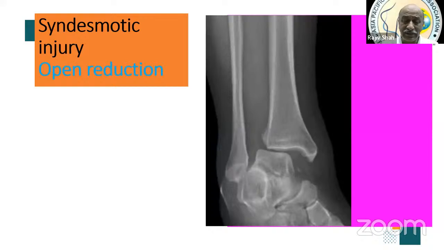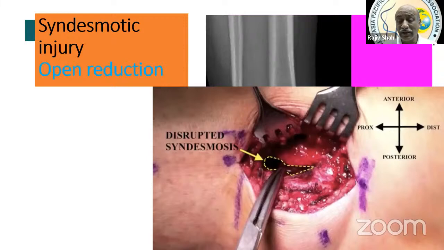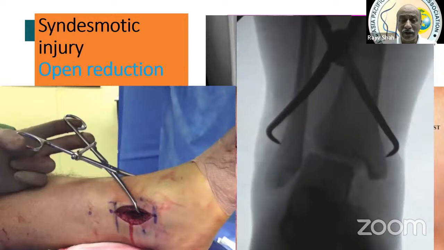Now, for syndesmotic injury, how do you do open reduction? A small 3 centimeter wound on the anterolateral aspect of the ankle, and you can open the syndesmosis. You can see the disrupted syndesmosis, and you can do all your tests.